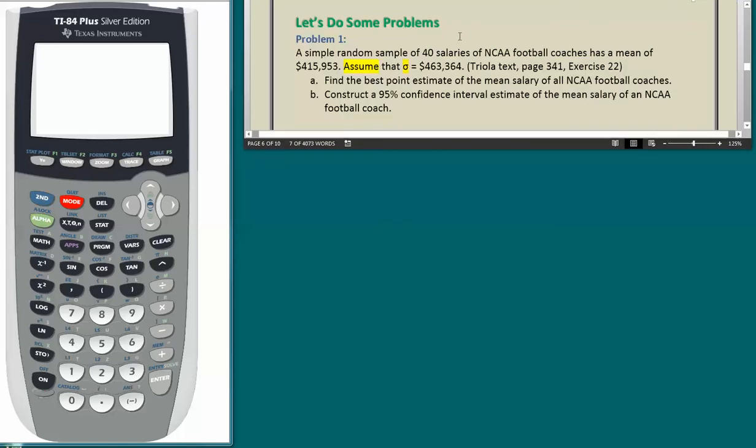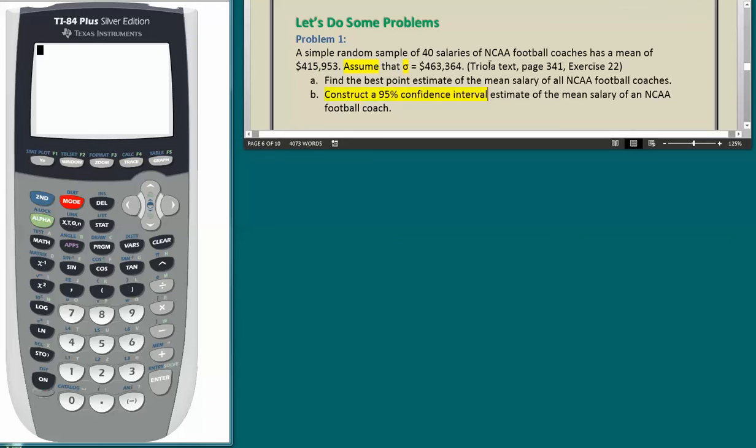Okay, I think we're ready to do some problems. Problem 1, and this should look familiar. A simple random sample of 40 salaries of NCAA football coaches has a mean of $415,953. Assume that sigma equals $463,364.